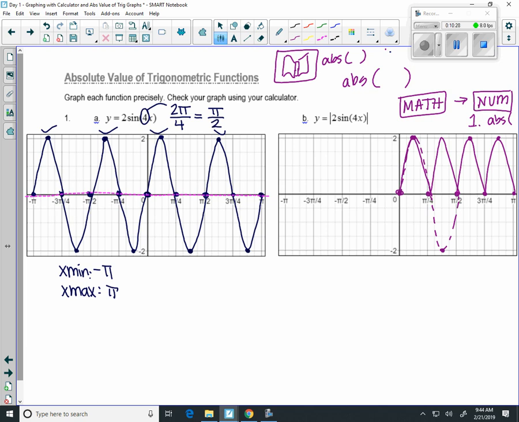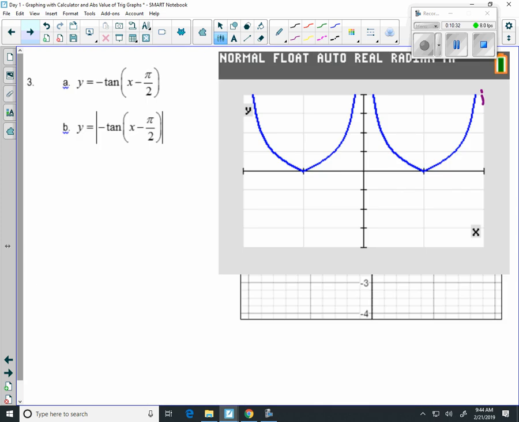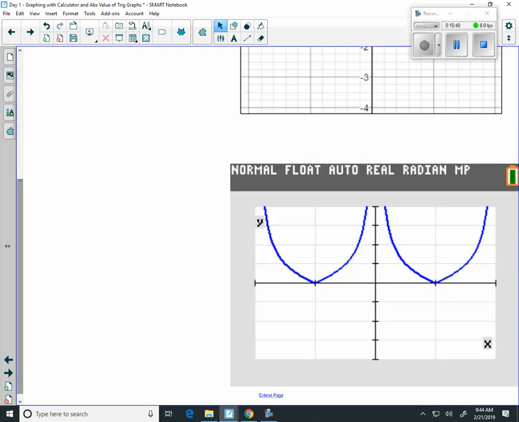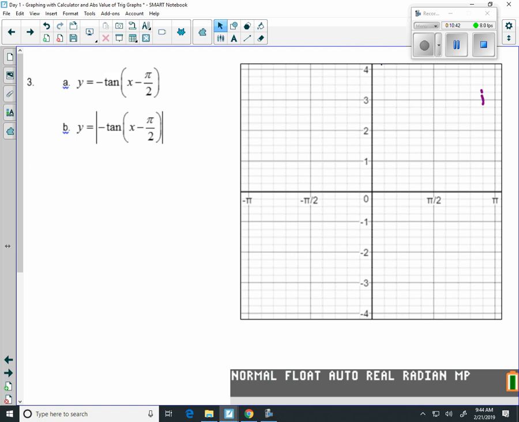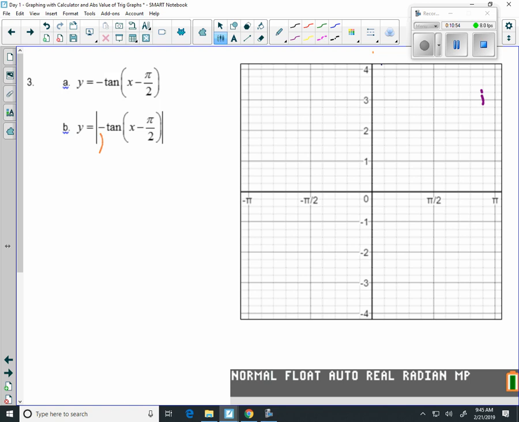Okay, one more. Gotta look at a tangent. Can't look at sine and cosine without looking at a tangent. Okay, negative tangent of x minus pi over 2. What are the transformations that are happening? Hang with me for like 2 more seconds.